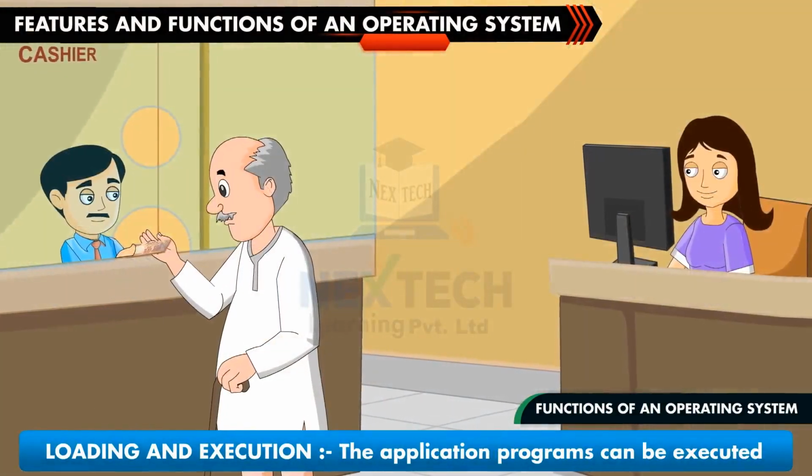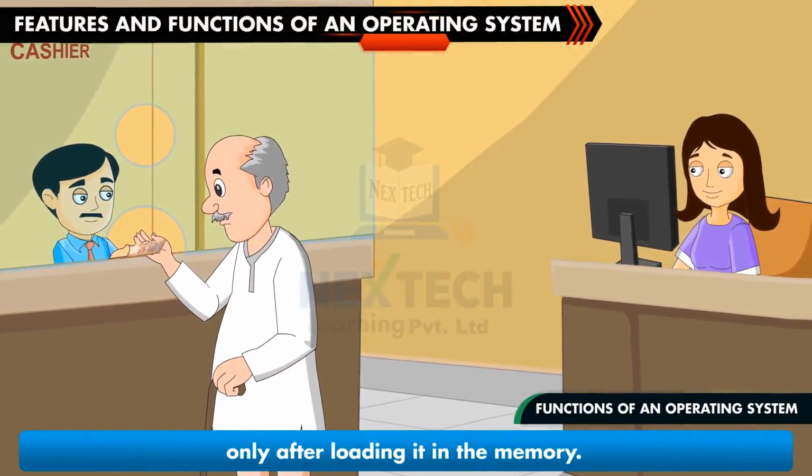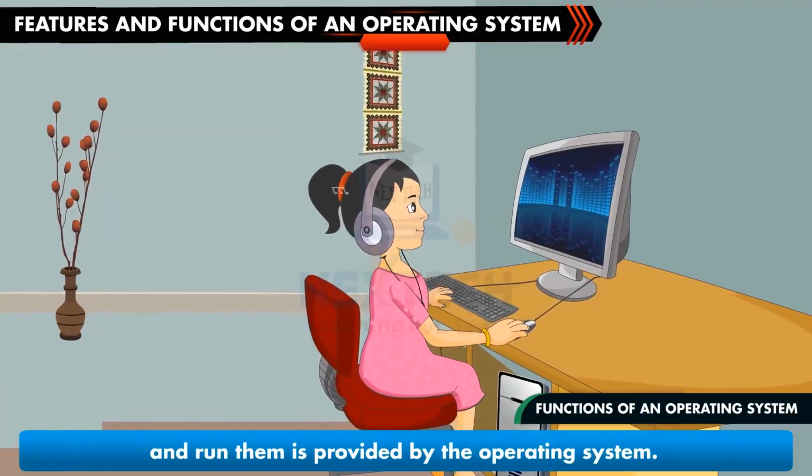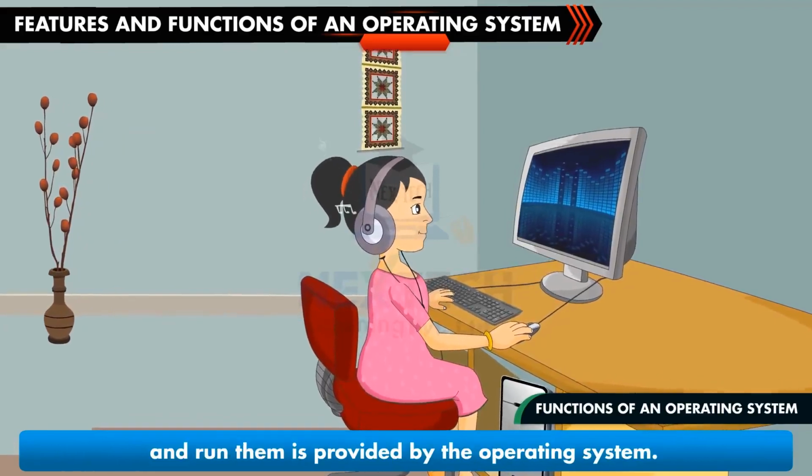Loading and execution. The application programs can be executed only after loading it in the memory. The facility to load programs in memory and run them is provided by the operating system.